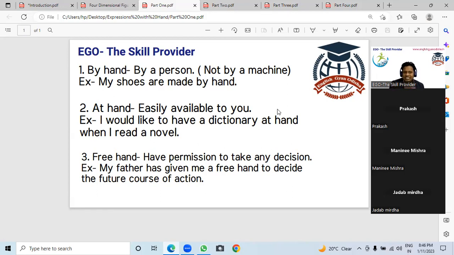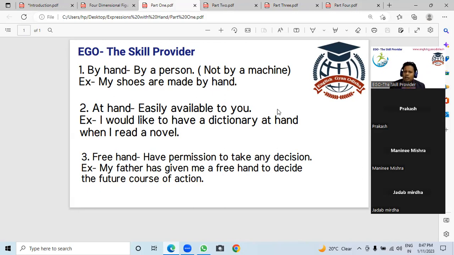Right? So let's discuss some things. Then I'll tell you a beautiful story also. By hand means by person. Whenever something is done by a person, by people, not by a machine. Because right now everybody is technologically savvy. You see everything is done by machine. Digging work is also done by machine.